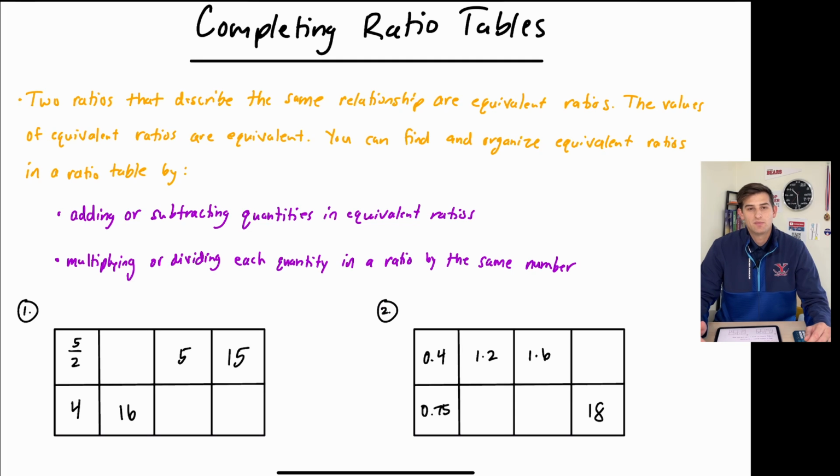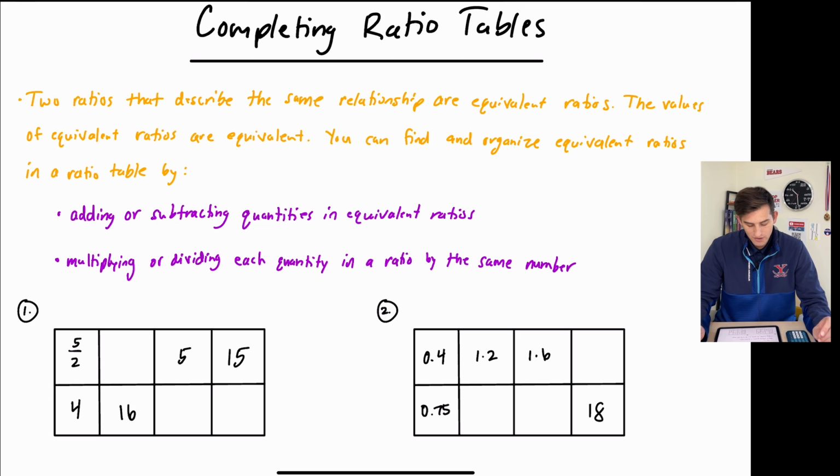Hello everyone, in this video we're going to talk about how we can complete some ratio tables. So let's talk about ratios first. It says that two ratios that describe the same relationship are called equivalent ratios. The values of equivalent ratios are equivalent, and we can find and organize equivalent ratios into a ratio table by doing one of the two following operations.